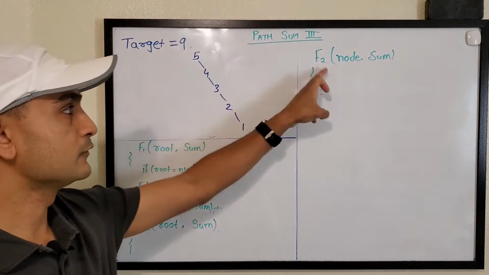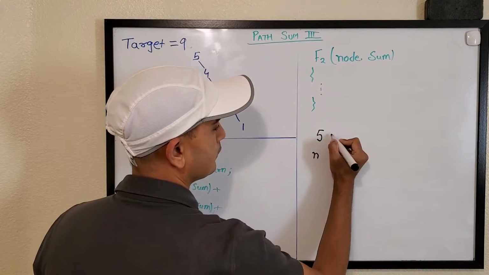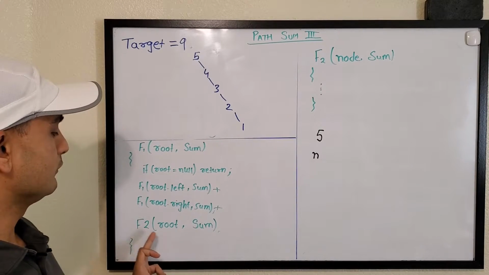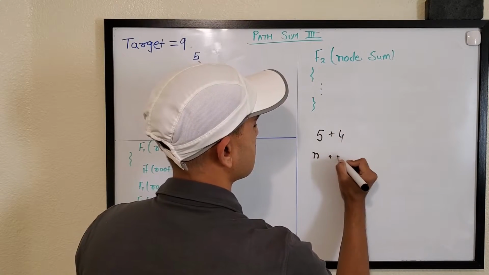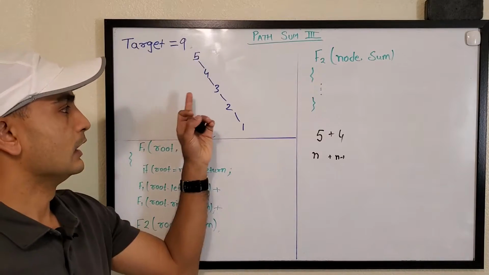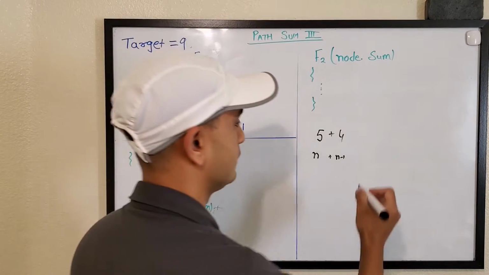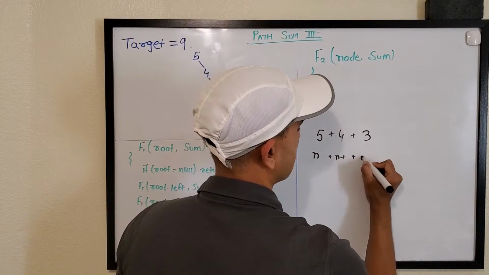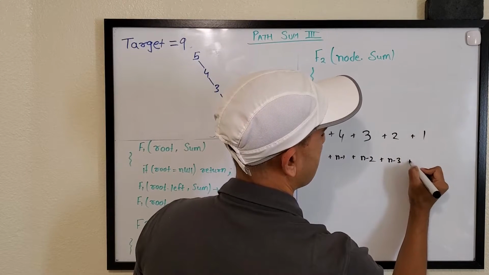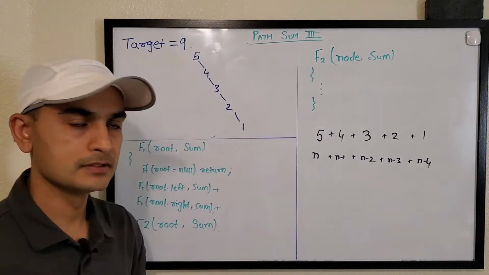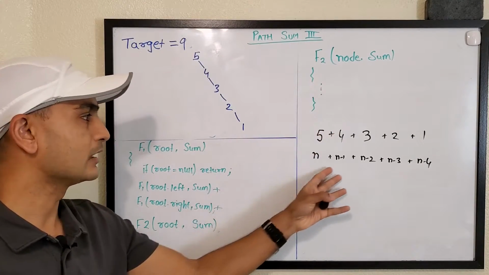So if we call f2 for 5, we'll traverse 5 nodes, which is n nodes, right? Now we'll call f2 from 4 and we'll traverse 4 nodes likewise, which is n minus 1. Now for 3, we'll traverse 3 nodes, which is n minus 2. And likewise, we'll do it for the rest of the nodes. So this is our complete traversal, the complete number of nodes it'll take to give us the output.